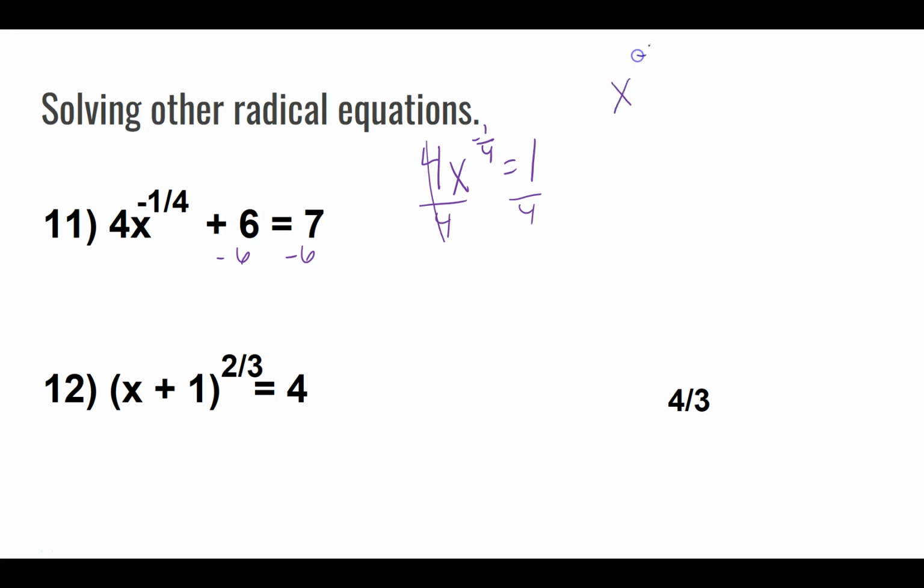So we have x to the negative 1/4 is equal to 1/4. Okay. What is the reciprocal of 1/4? 4/1. Good. And to bring that negative away, we had to do negative 4. Like that. So negative 1/4 times negative 4, that's going to cancel out.